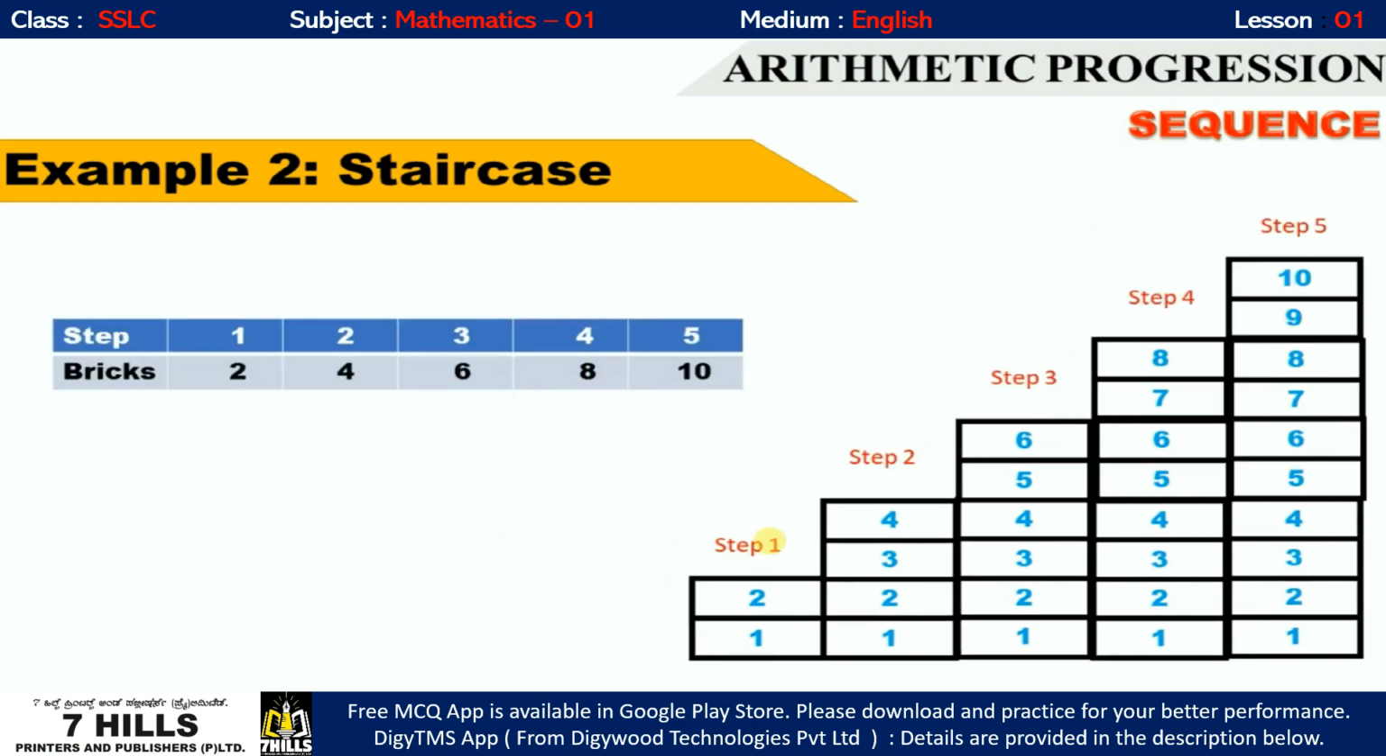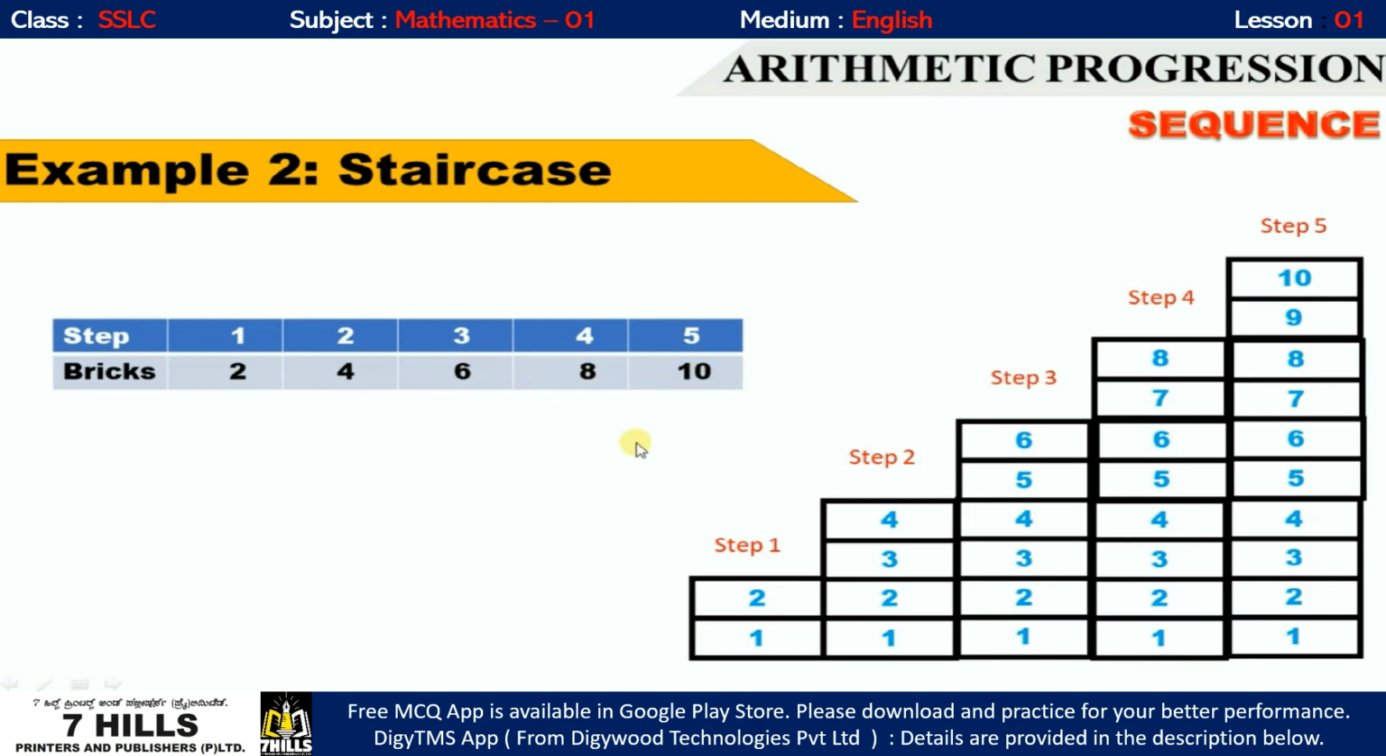Now we get the number list. From the first step, 2. From the second step, 4. From the third step, 6. From the fourth step, 8. From the fifth step, 10. Now we have number list 2, 4, 6, 8, 10.